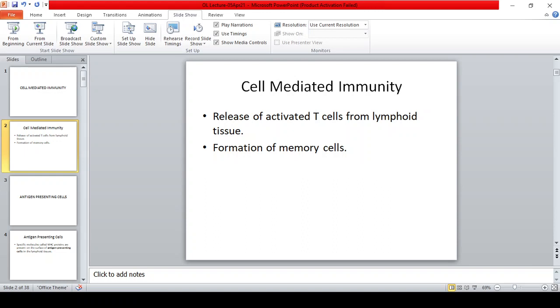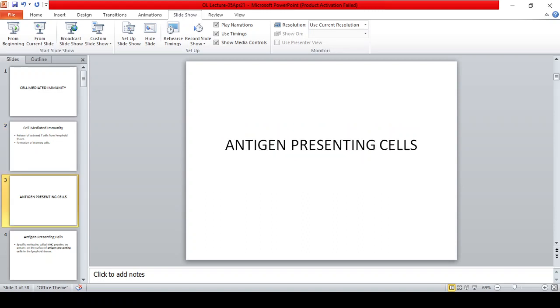In case of the T lymphocytes, when it is activated by an antigen, many of the newly formed lymphocytes are preserved in the lymphoid tissue to become additional T lymphocytes of that specific clone. Now, to understand the cell-mediated immunity, it's important to understand the function of the antigen-presenting cells.